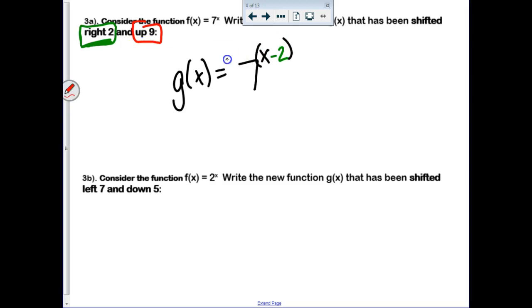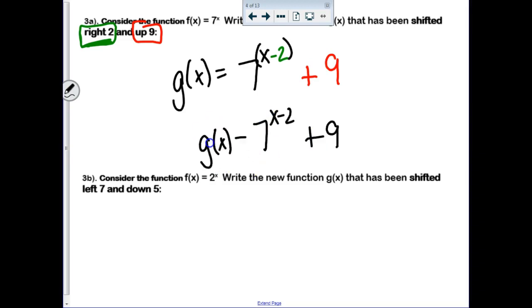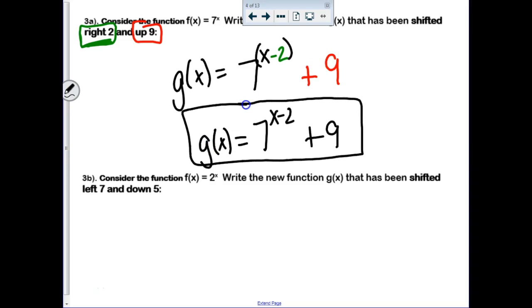And then up 9 units would be a vertical shift off to the side like this. So obviously you don't need the parentheses. Some of you just wrote down 7 to the x minus 2 plus 9. That's fine. That's actually a better answer than what I originally wrote down. Be careful about notation. Make sure the x minus 2 is a component of the exponent. Okay, there's another one there. Please practice those.